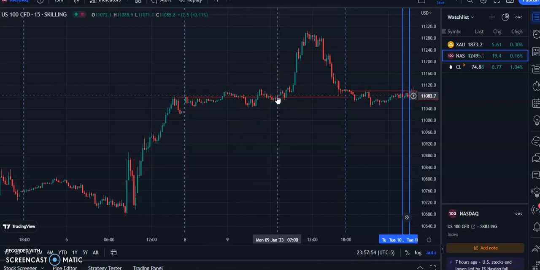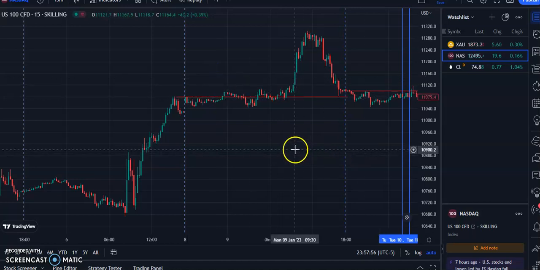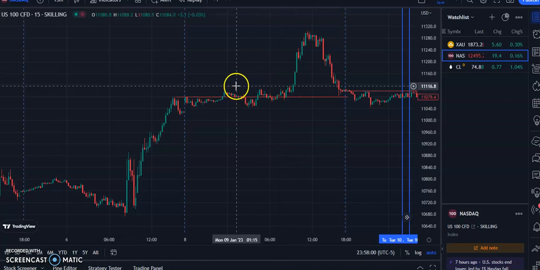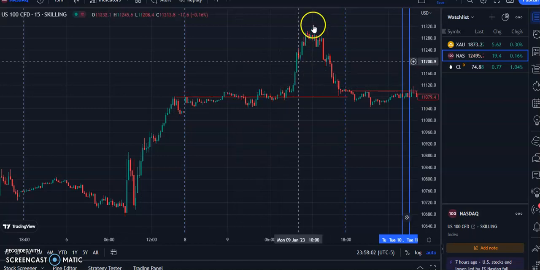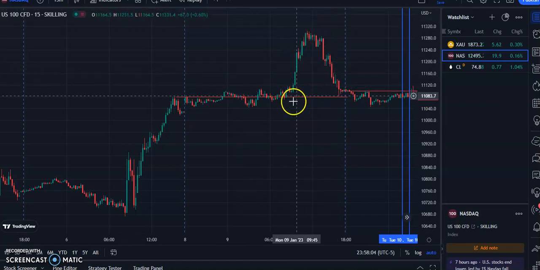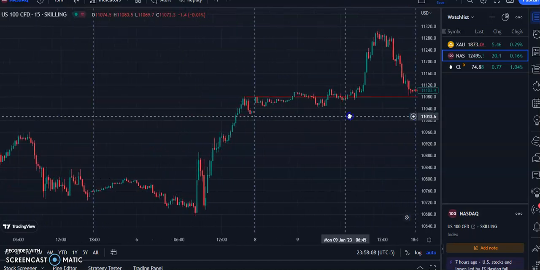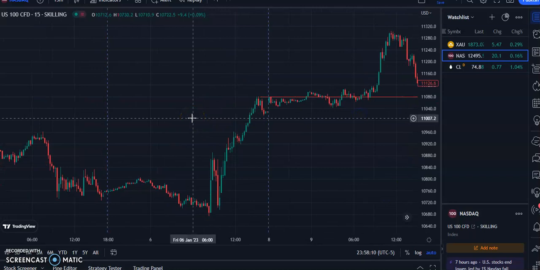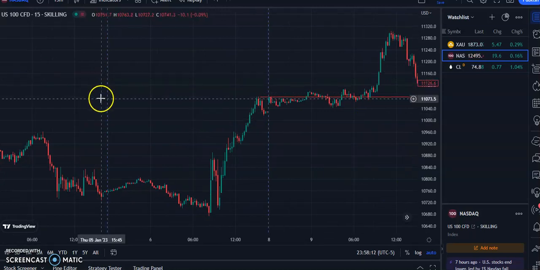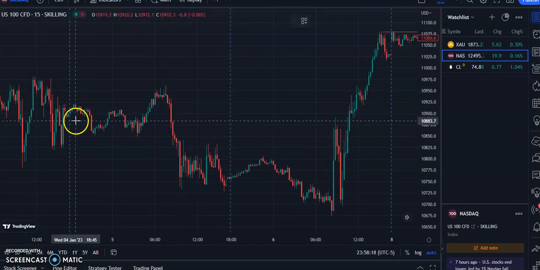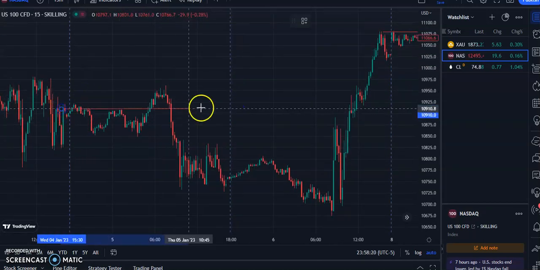Now, this was in the New York session. They broke out, continued higher. Although this was not a good setup, I usually want to see a market that is very, very clear. It's clearly directional. So say a market like this market here.